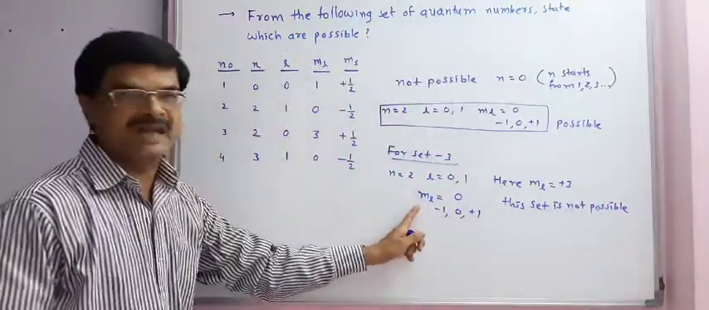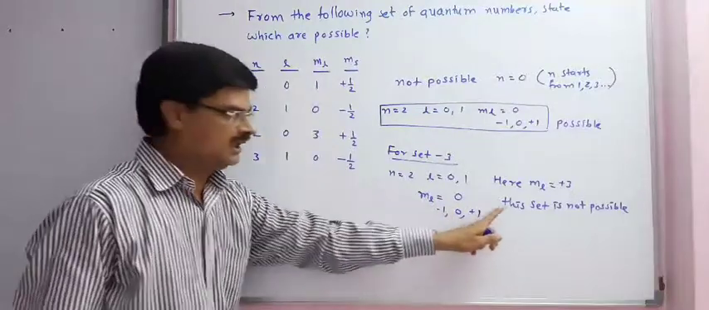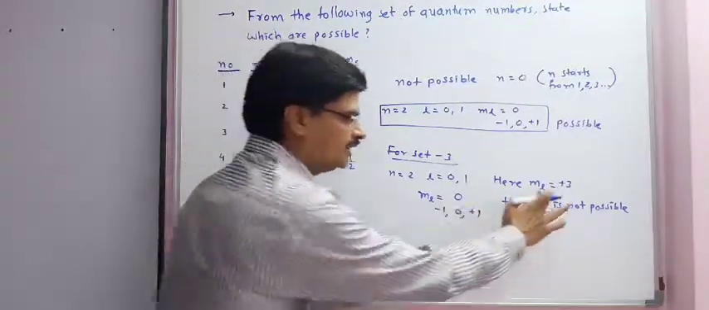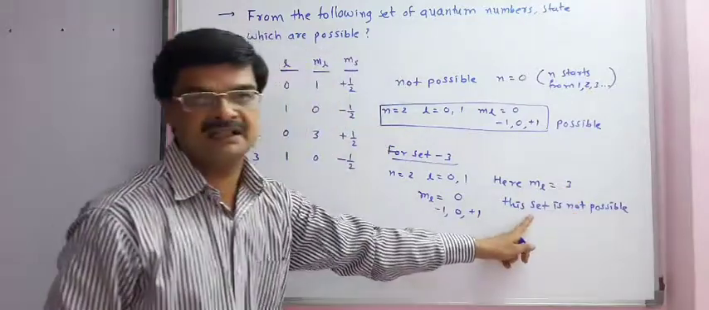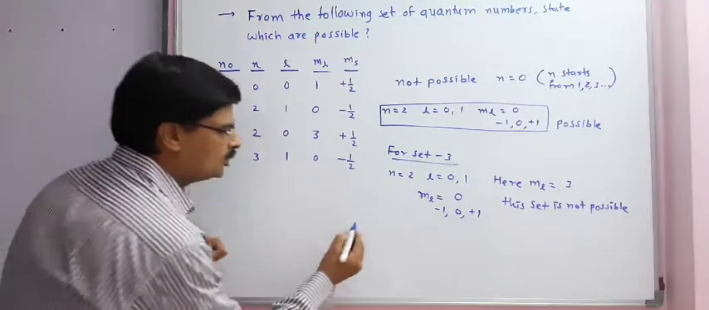Because we can see the value of ml may be minus 1, 0 and plus 1. As it is given here ml is equal to 3, we can write that this set is not possible. Now for the fourth set, n is equal to 3.